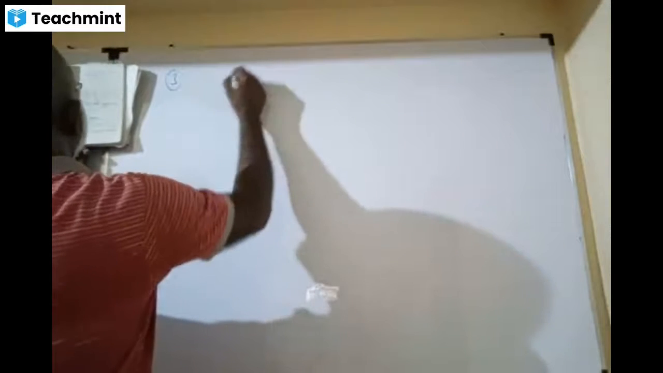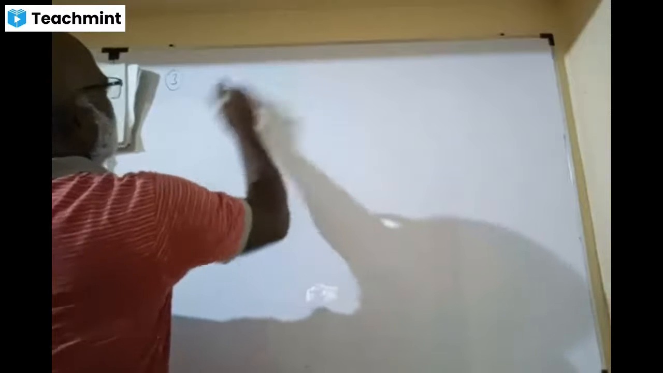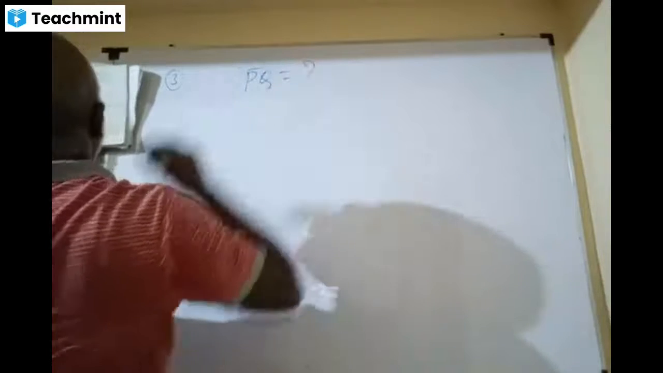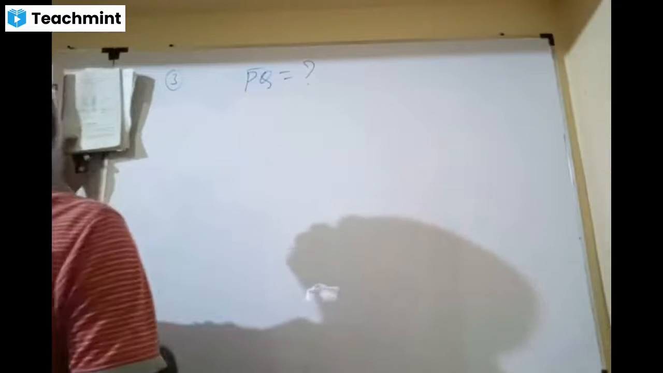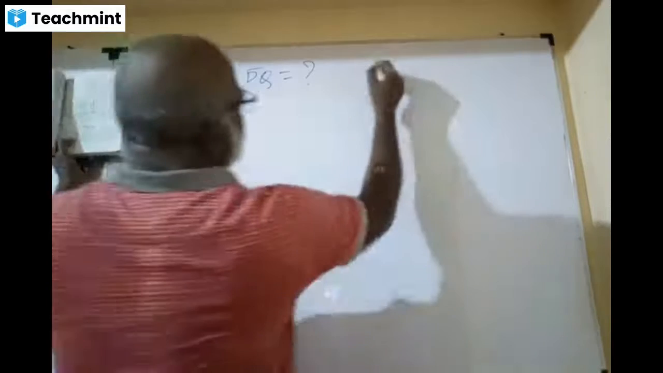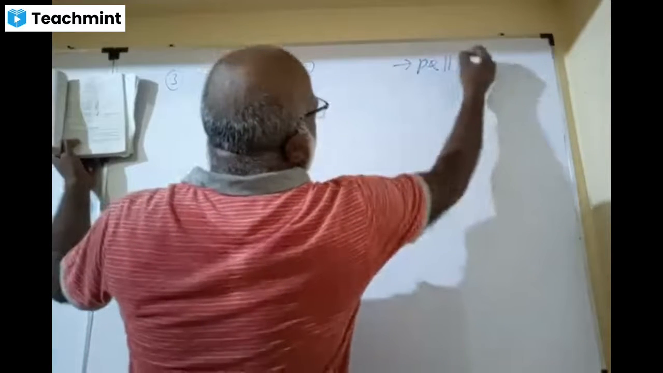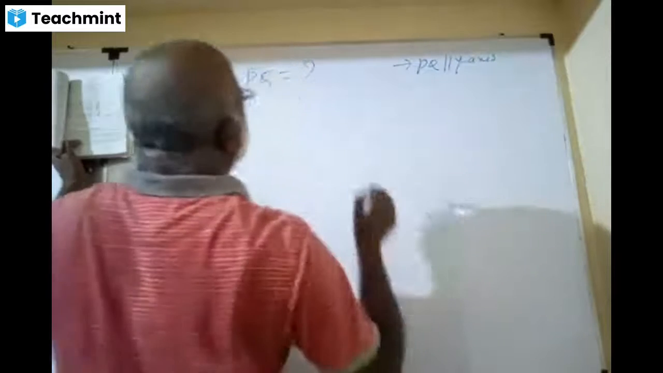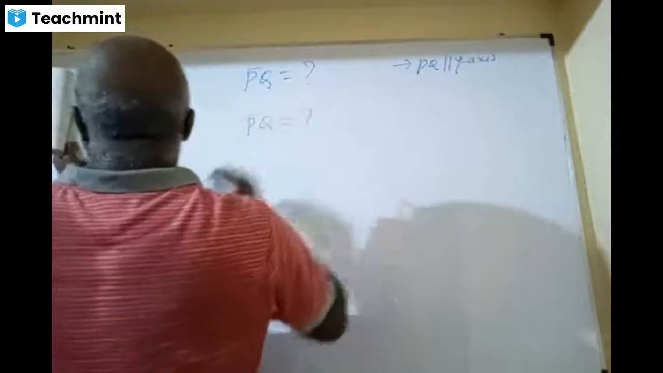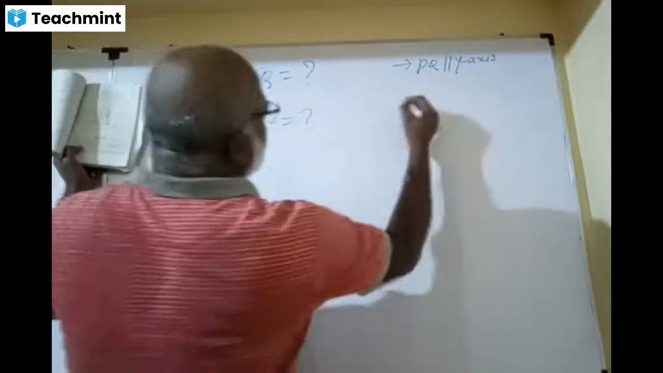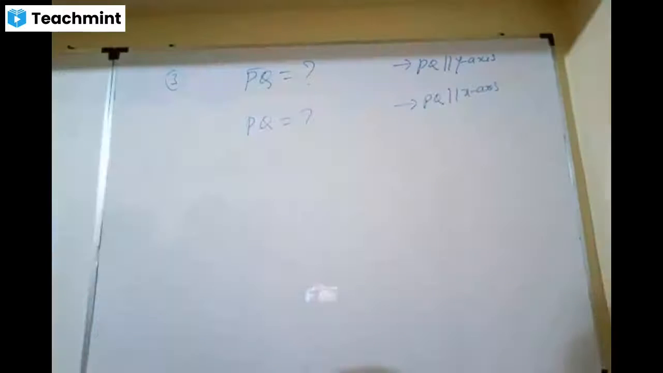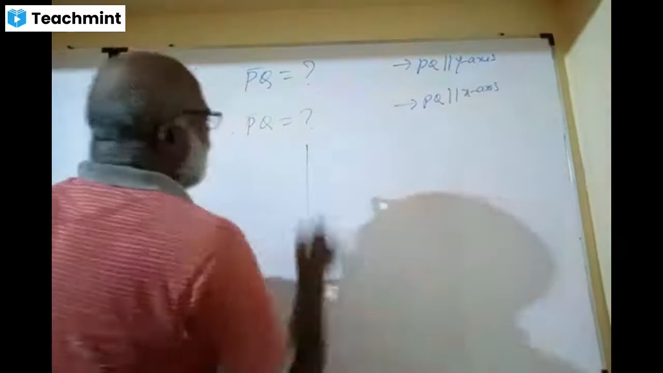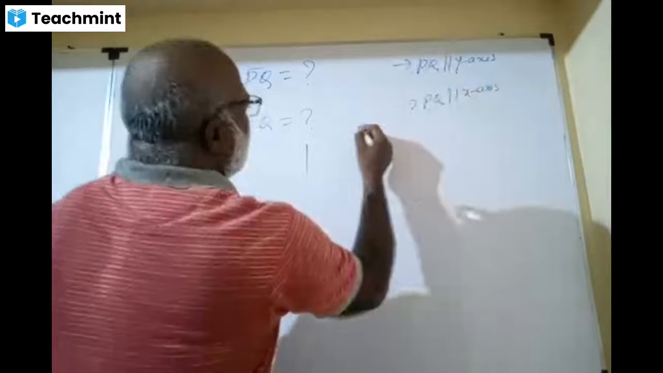Third one. Find the distance between P, x1 y1, and Q, x2 y2, where PQ is parallel to the y-axis. Second case, find PQ where PQ is parallel to the x-axis. Friends, PQ is parallel to the y-axis, and P and Q will be like this one.